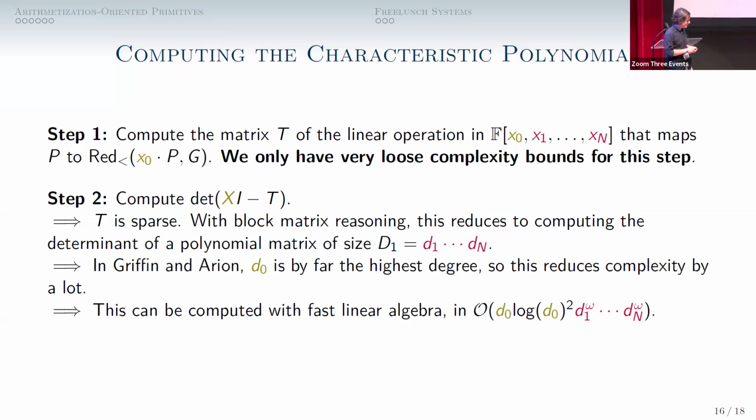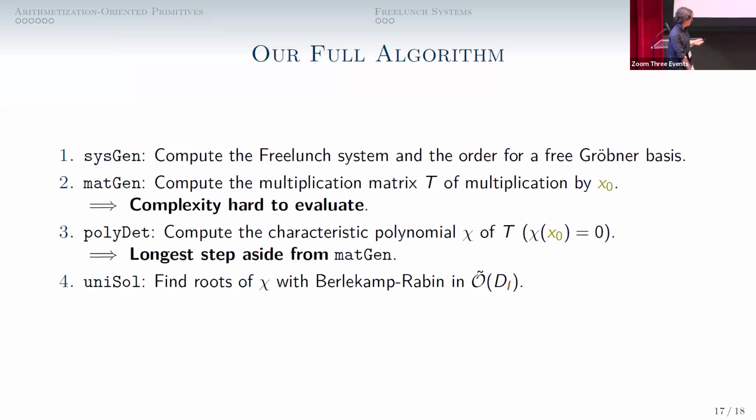really evaluate the complexity of. So here's the full algorithm. Compute the system and the weight so that it's a free Gröbner basis. Compute the multiplication matrix of multiplication by the smallest variable. This has a hard complexity to evaluate. Compute the characteristic polynomial of t, and then just find the roots of it with efficient algorithms.